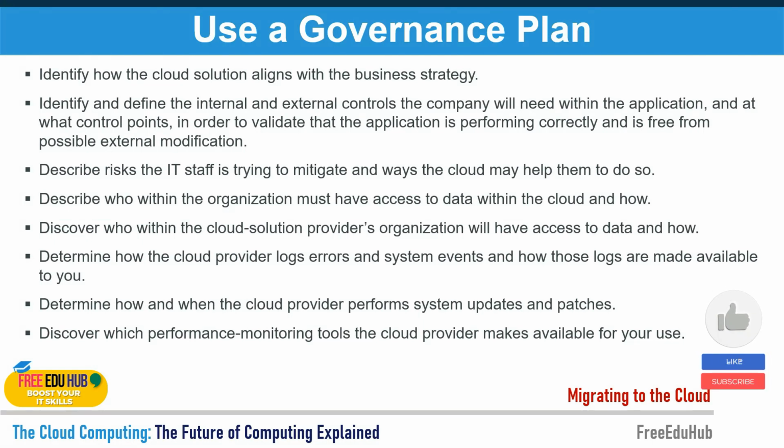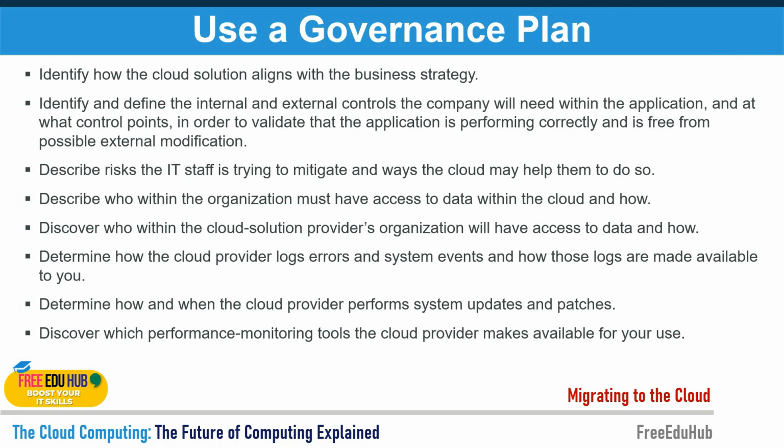Describe who within the cloud solution provider in the organization will have access, and determine how the cloud provider logs the errors and system events and how those logs are made available to you. So if there are set rules and a dashboard through which you can view it, or there are any alerts that if something critical happens, it would automatically inform you that something is happening and you must pay attention to that. Determine how and when the cloud provider performs system updates and patches. So you must be able to see how frequently the database service provider or the cloud service provider is patching the systems, just to make sure that your application and things are safe in the cloud.